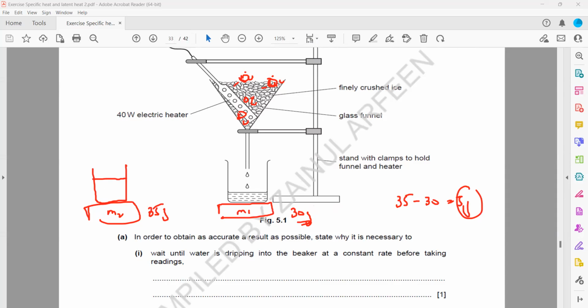Is this one clear? So why was that last part worth 2 marks? Because we should measure the mass when the constant dripping starts and then measure the mass again.